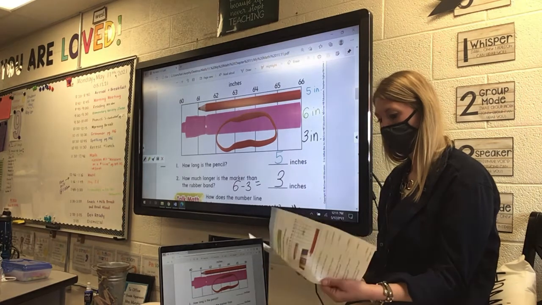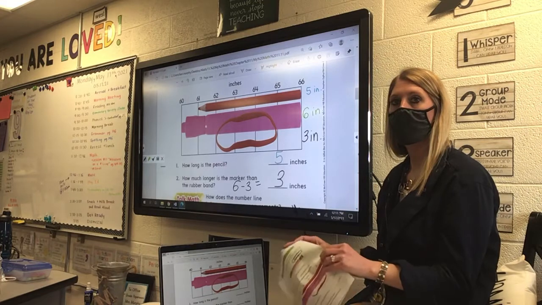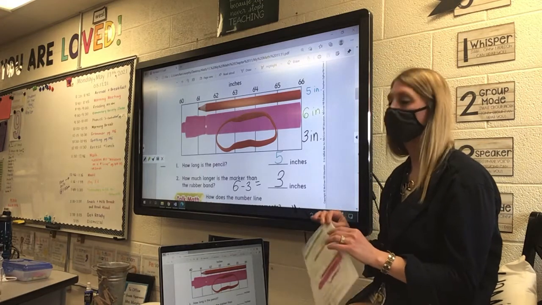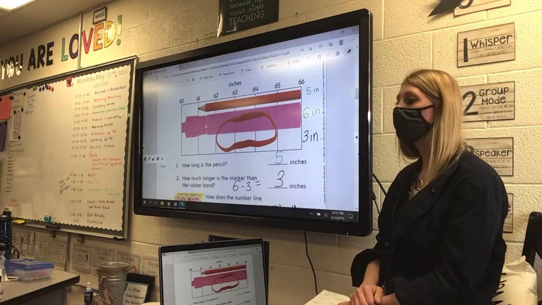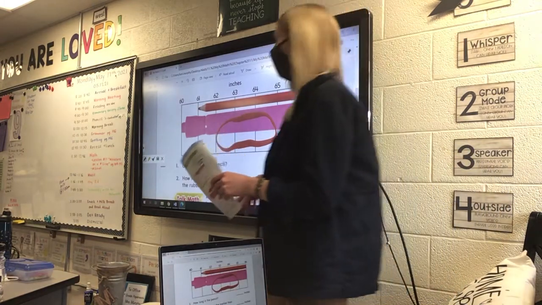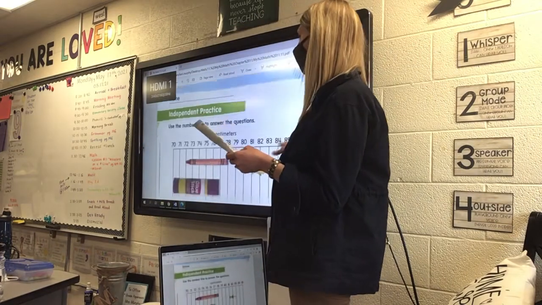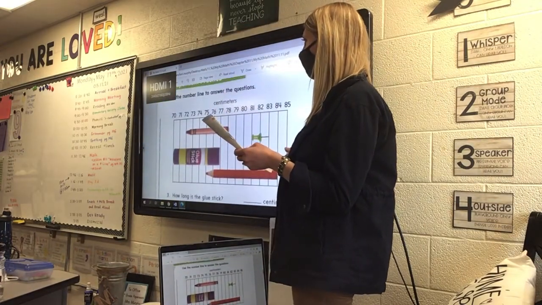Miss Murphy, I know another way, because 3 plus 3 equals 6. Yep. All right, let's flip it to the next page, the independent practice, and we're going to do this together, okay?